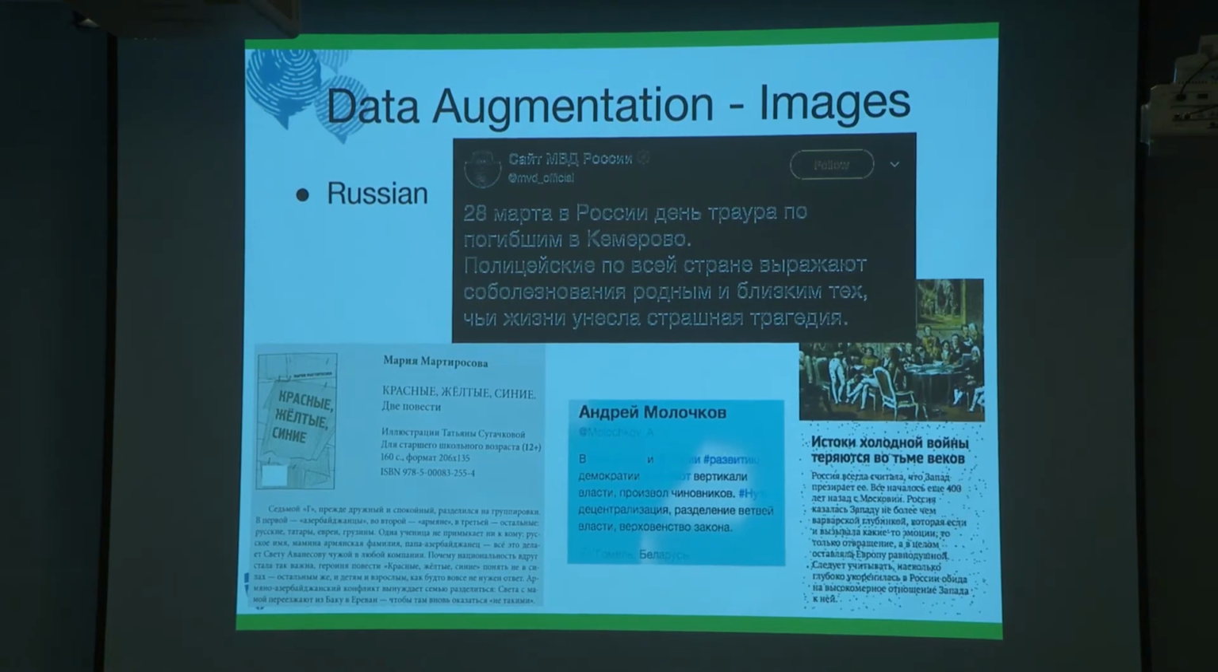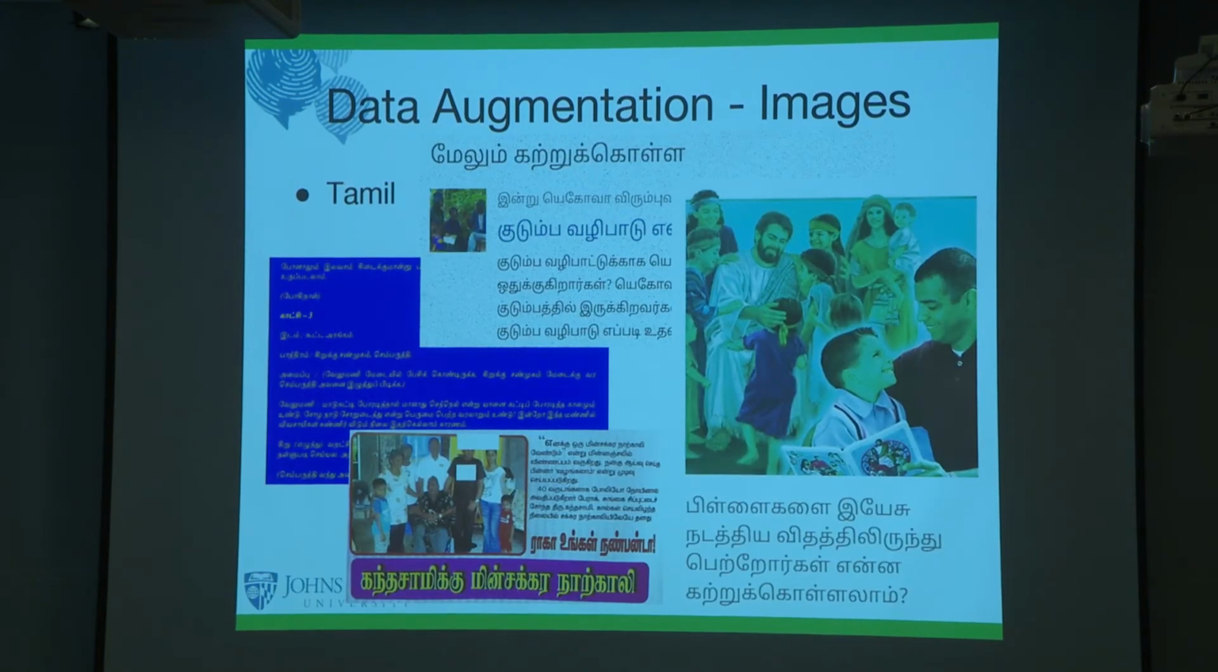Here's another one in Russian. As you can see, it's kind of similar. There's some noise here. There's some inversion in the color space. And we have some more color space changes. And then here's another one.